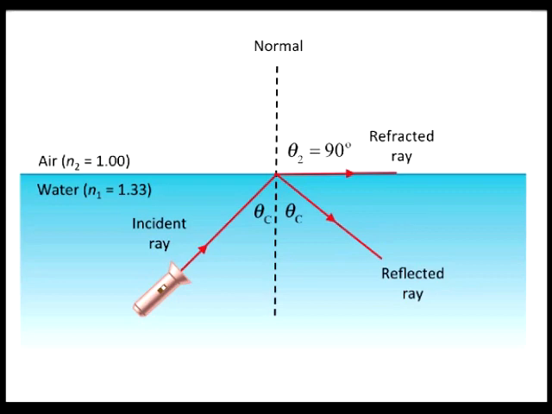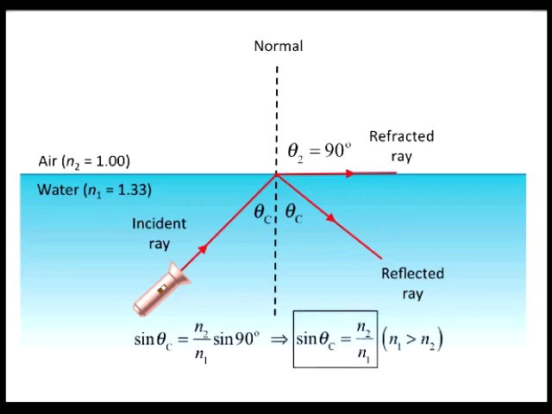We can obtain an expression for the critical angle, theta c, from Snell's law by setting the angle of refraction to 90 degrees. In this case, we have sine theta c equals n2 divided by n1 times the sine of 90 degrees, or sine theta c equals n2 divided by n1.